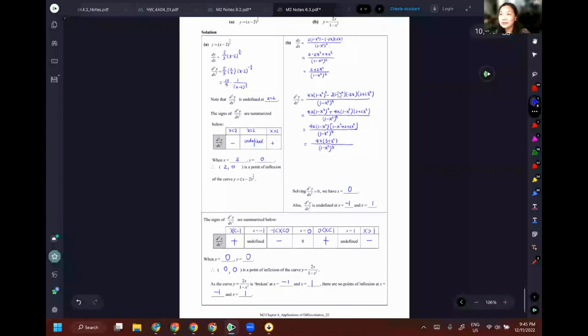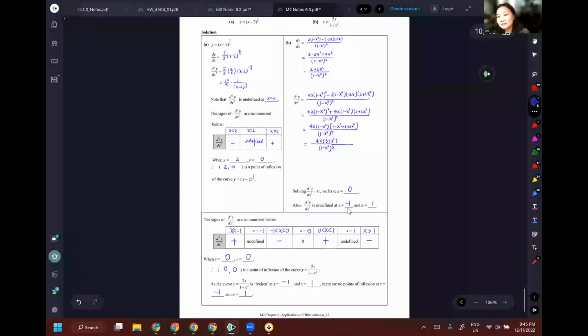Second derivative. This is boring. Derivative, and then the second derivative. You do it twice. Each time you have to apply the quotient rule. Again, the key is to factorize, not expand. So here is the factorization.